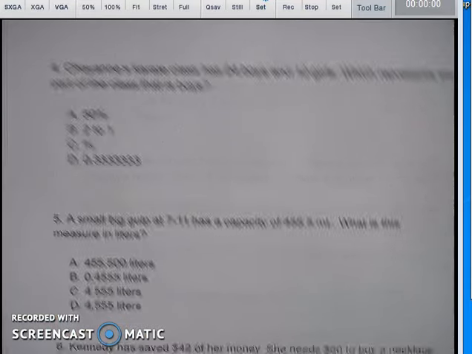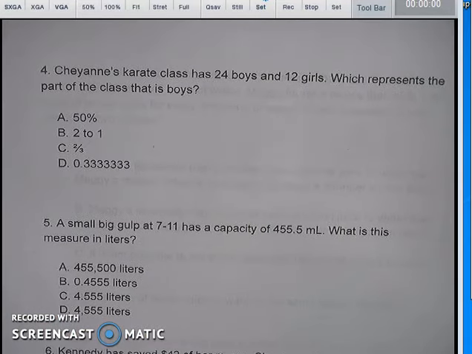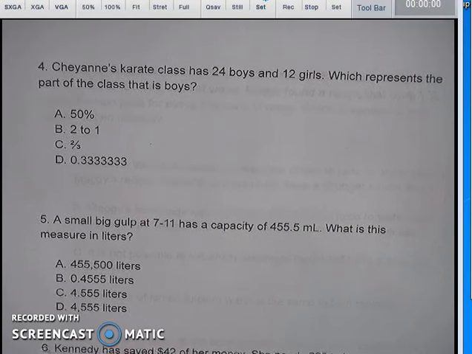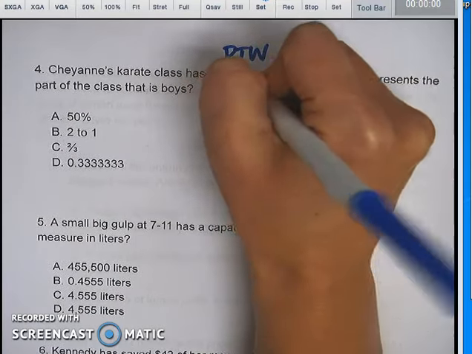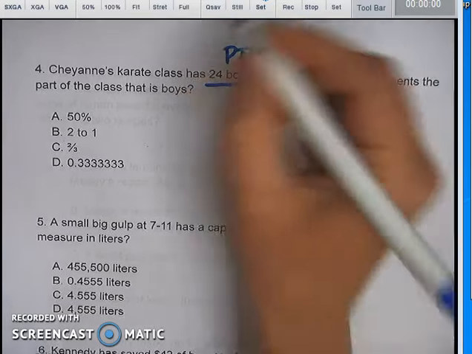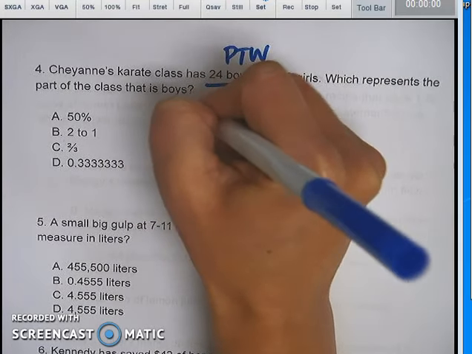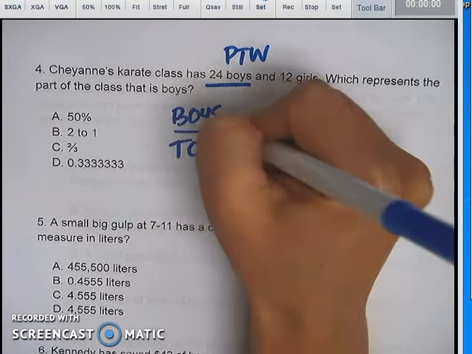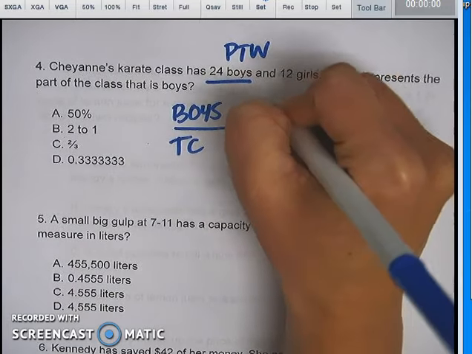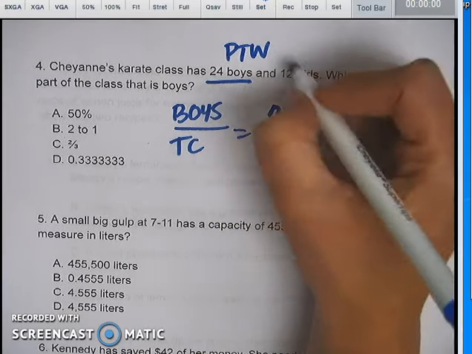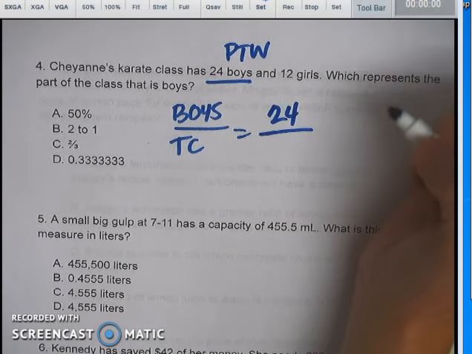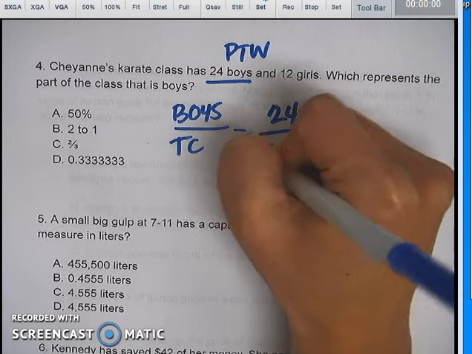Cheyenne's karate class has 24 boys and 12 girls. Which represents the part of the class that is boys? Okay, this is a ratio. This is a part to whole. Part to whole. You're looking for boys over the total class. How many boys are there? 24. How many total students are there? Well, you're going to have to add the boys and the girls. What's 24 plus 12? 36.